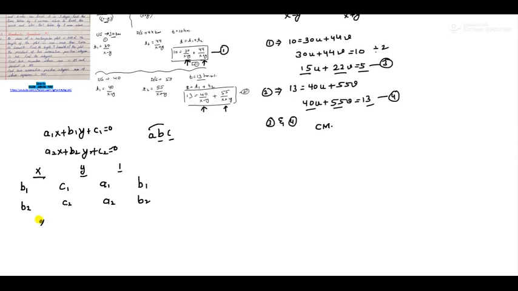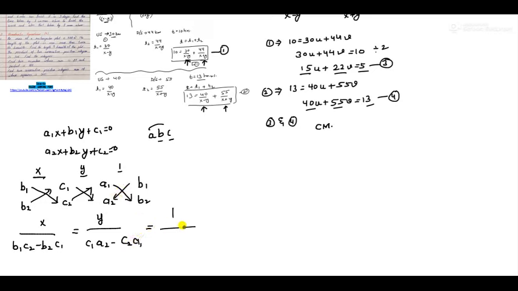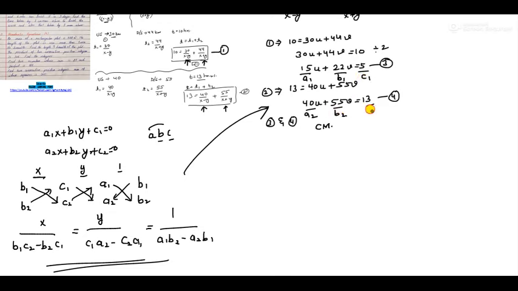Now what is this? So we can write like this, from b1 you have to start, b1 into c2 minus b2 into c1. This is equal to y, again multiply here and here, c1 into a2 minus c2 into a1, and this is equal to 1 divided by a1 into b2 minus a2 into b1. So this formula you have to apply here, okay, and this is your a1, this is b1, and this is c1, this is a2, b2 and c2.